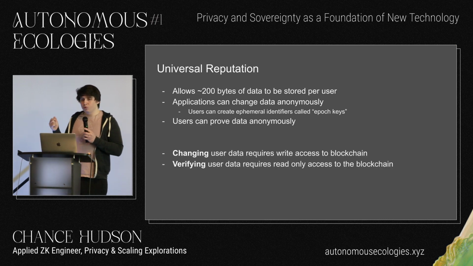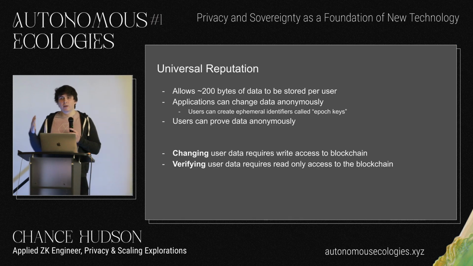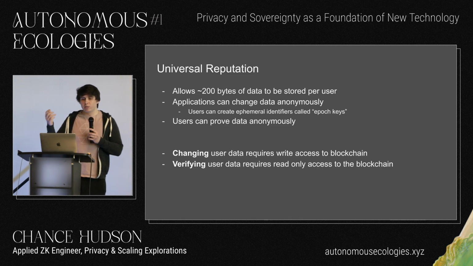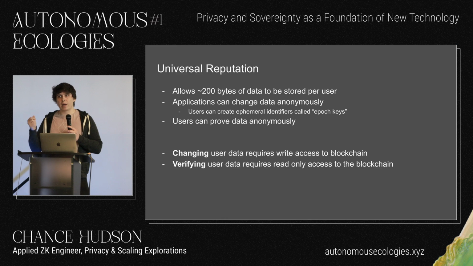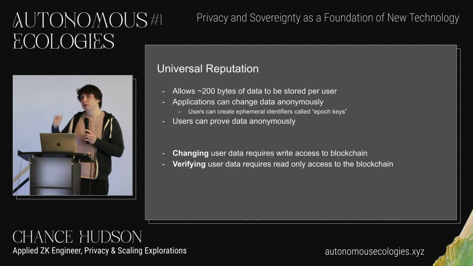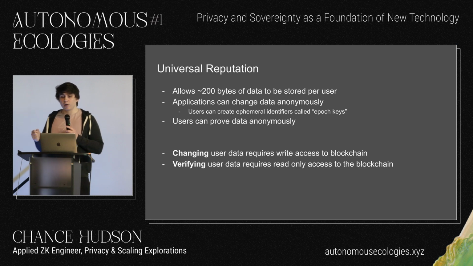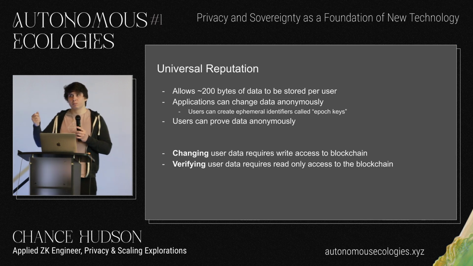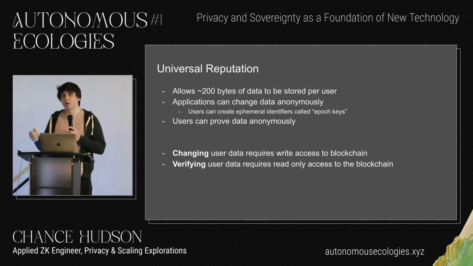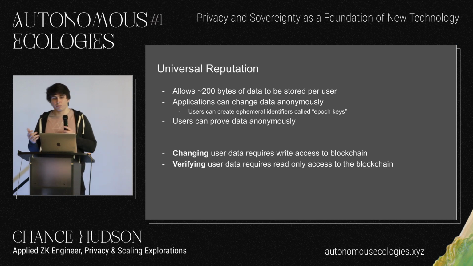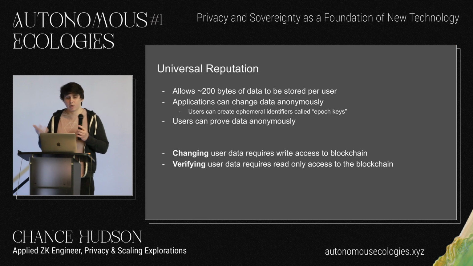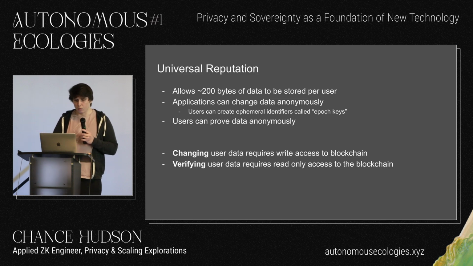And so the two important properties of UniRep as a data storage system are that changing, or mutating, user data requires write access to the blockchain. So you have to send a transaction in order to change a user's data. But verifying user data only requires read access to the blockchain. So this protocol is well suited for applications that want to do few writes but many reads, because you can scale read operations and proof operations independently of the blockchain. So you're not subject to the limitations of 10 transactions per second or whatever we're currently at.